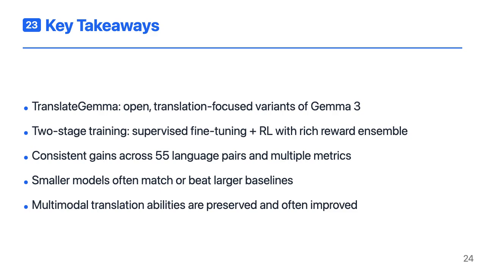To wrap up, TranslateGemma is a family of open, translation-focused models built on Gemma 3. The recipe combines supervised fine-tuning on a carefully curated mix of human and synthetic parallel data, with reinforcement learning guided by a diverse set of reward models. The result is consistent improvements across 55 language pairs on both Metric X and Comet, with smaller models often matching or surpassing larger baselines. At the same time, the models retain, and in some cases improve, their ability to translate text and images. These models are intended as strong, open foundations for future research and applications in machine translation.